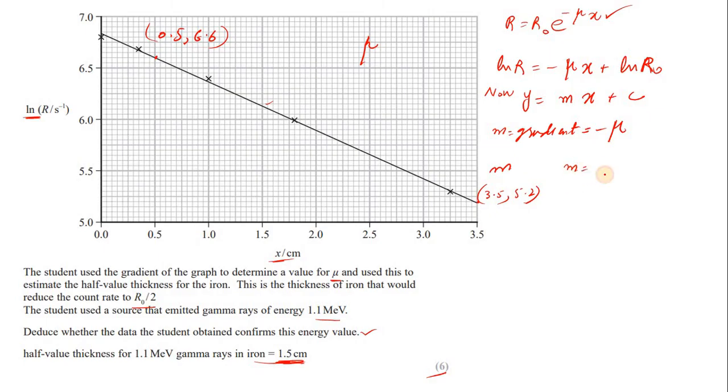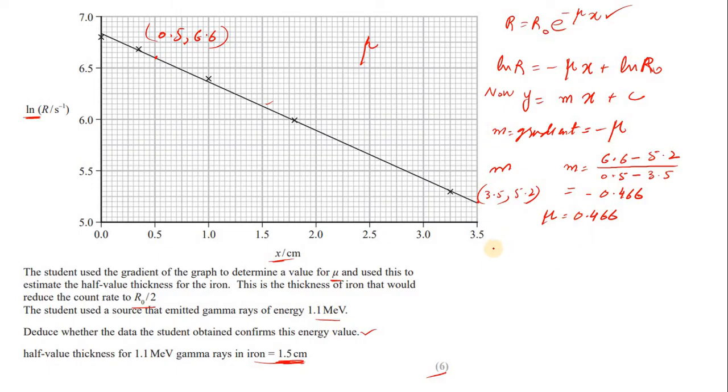So the gradient would be equal to y2 minus y1, so 6.6 minus 5.2, divided by x2 minus x1, 0.5 minus 3.5. So the gradient would be equal to minus 0.466. This is the gradient, which is in fact mu. So mu is equal to 0.466, the minus gets cancelled.